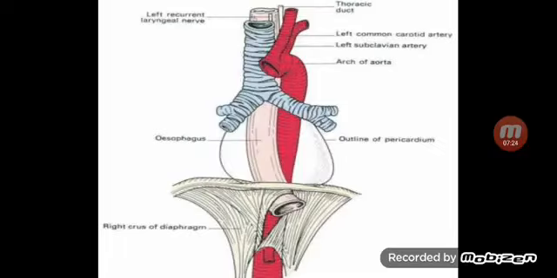The esophagus. The esophagus is a muscular tube. If you look at the slide, this light pink color points to the esophagus. It is a muscular tube, 25 centimeters in length.